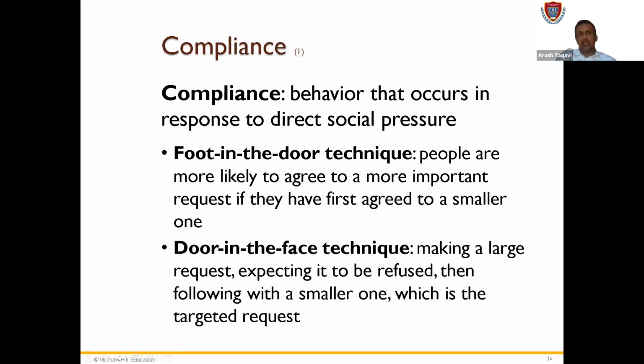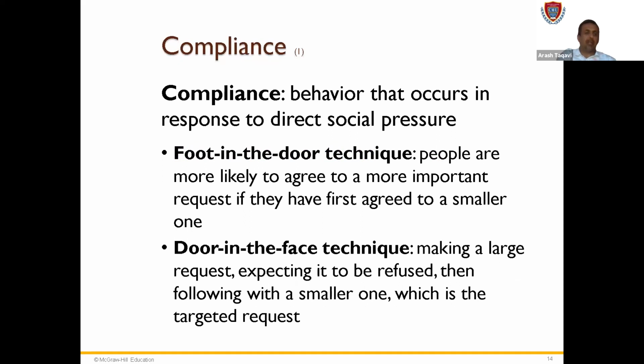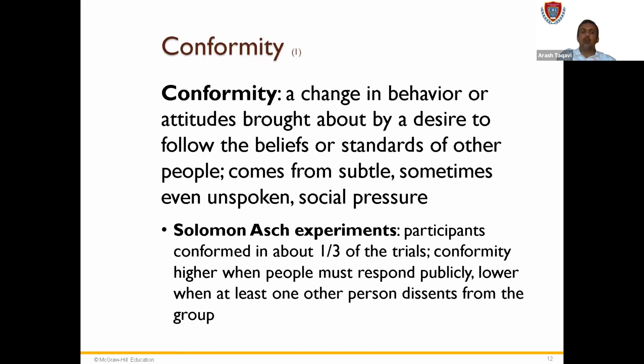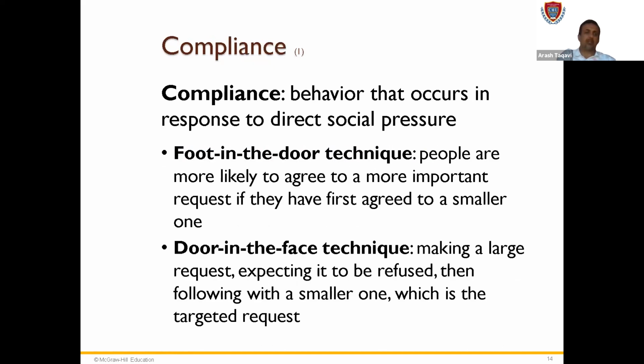Another concept in social psychology is compliance. Compliance is behavior that occurs in response to direct social pressure. Conformity is the response to unspoken, sometimes hidden, indirect social pressure. What is the difference between conformity and compliance? Your response to indirect social pressure is called conformity. Your response to direct social pressure is called compliance. You see the source of pressure, the actions, the motivations, the pressure.